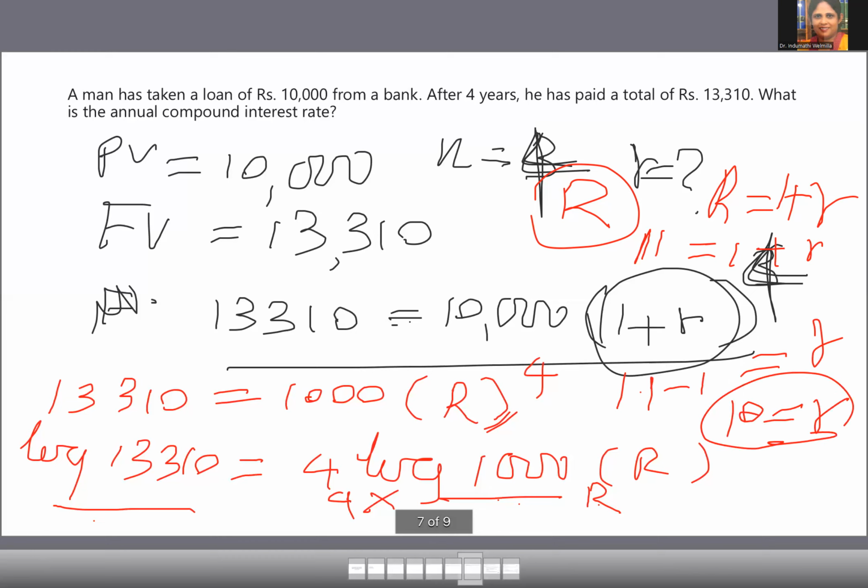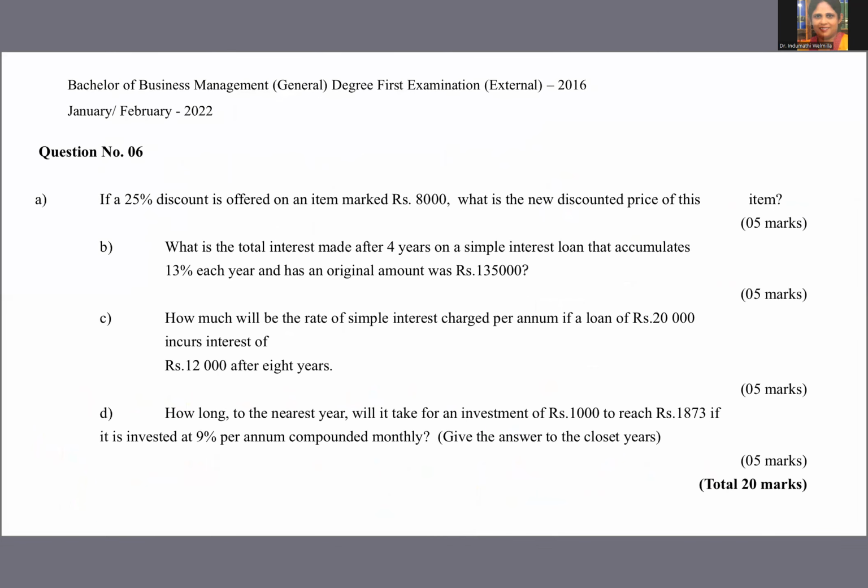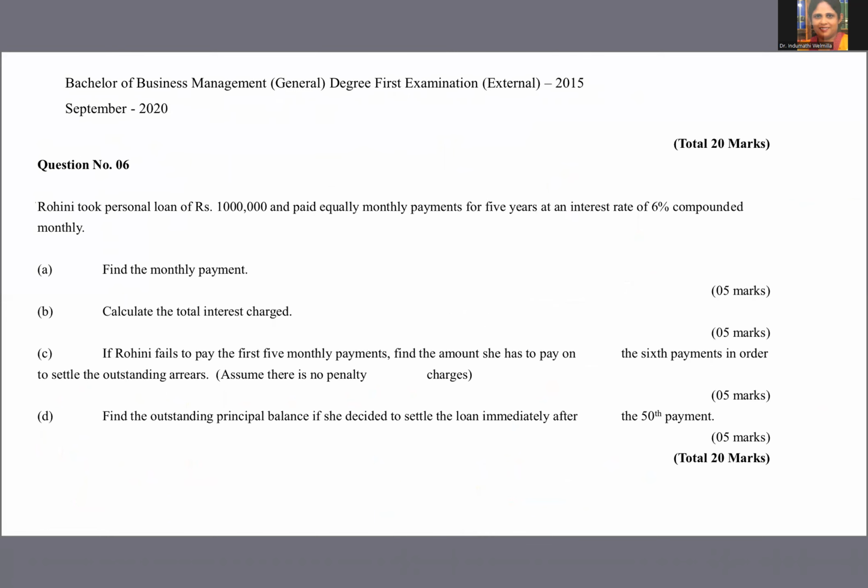Okay, so you can do that easily when applying or when using the logs, right? And I think it's okay. Yes, now we can move to our other two questions, right?